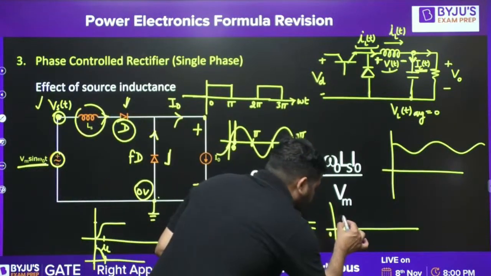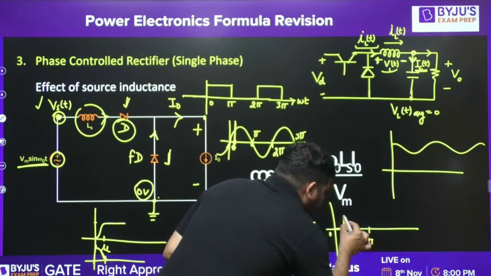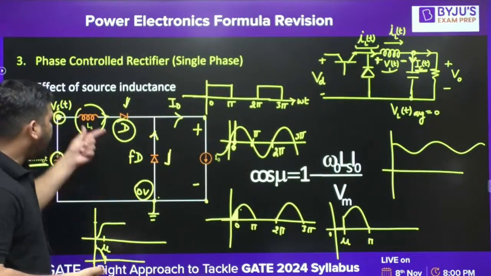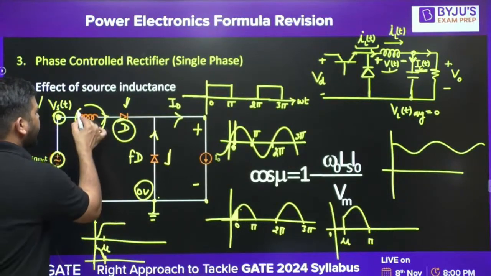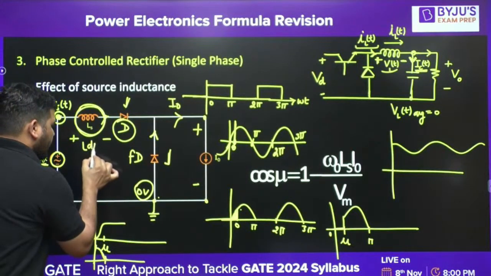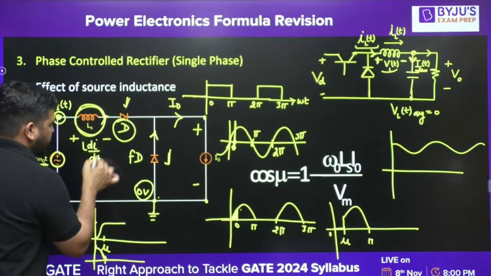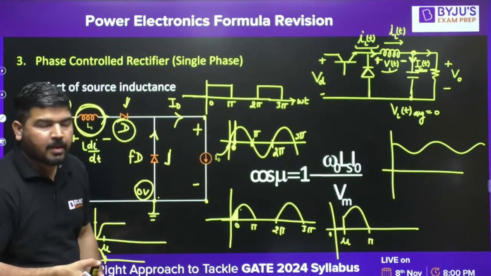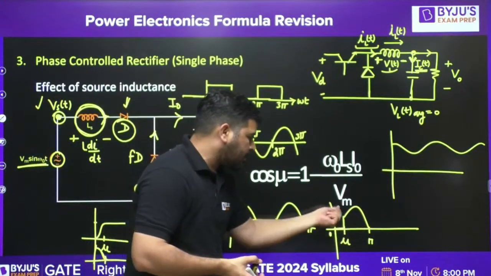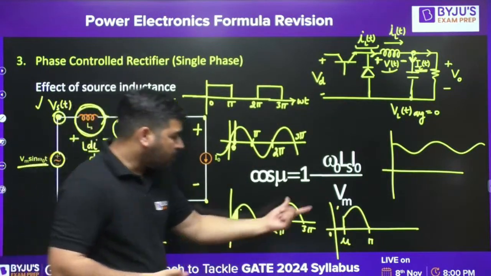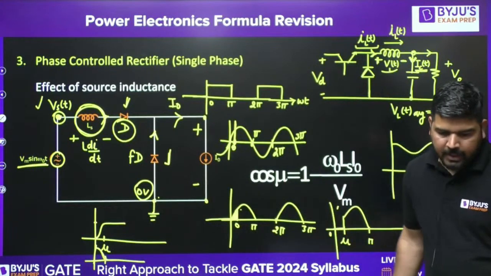From mu to pi, the entire current is flowing through this inductor, and since constant current is flowing through the inductor, the voltage across the inductor is 0. So whatever this source voltage is, the same voltage will appear here. From mu to pi, the voltage will be like this. So there will be a decrease in voltage, and the average voltage will get decreased.